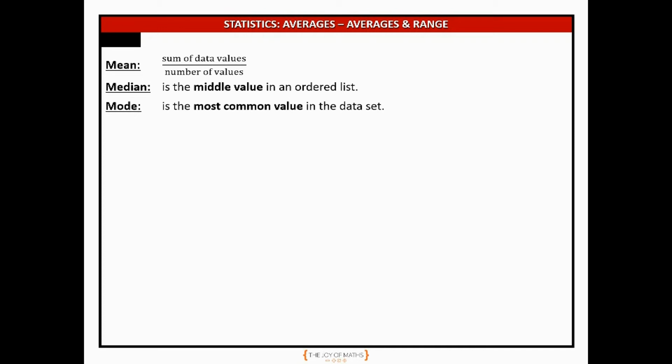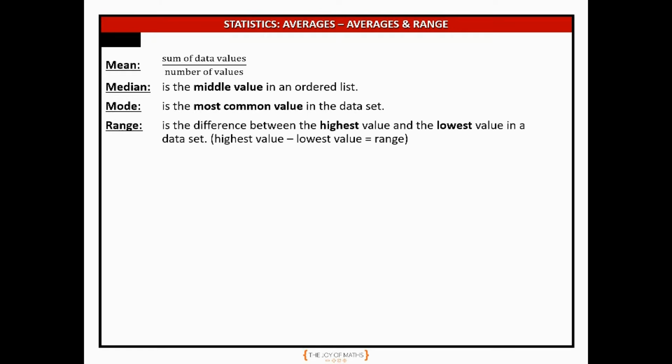So let's just recap what we've discussed in our previous videos. We've looked at the mean, so this is the sum of data values divided by the number of values. So add them all up and divide by how many there is. The median is the middle value, so putting them all into an ordered list from smallest to largest or largest to smallest, as long as they're ordered, and it's about working from the edges into the middle value. And the mode is the most common value in that data set, so this is about counting which data appears the most in that data set.